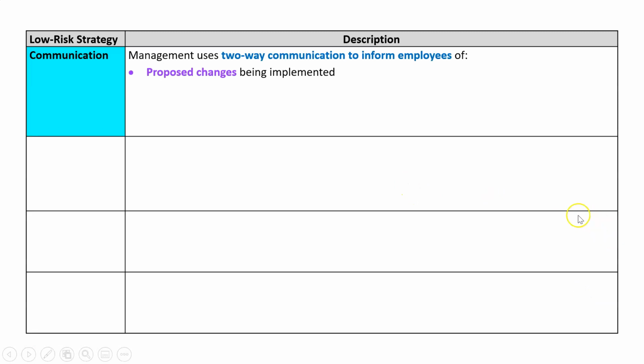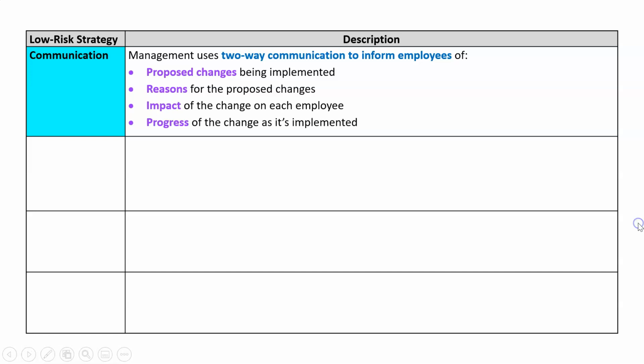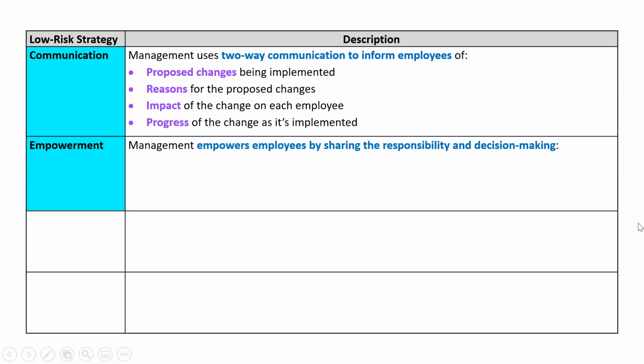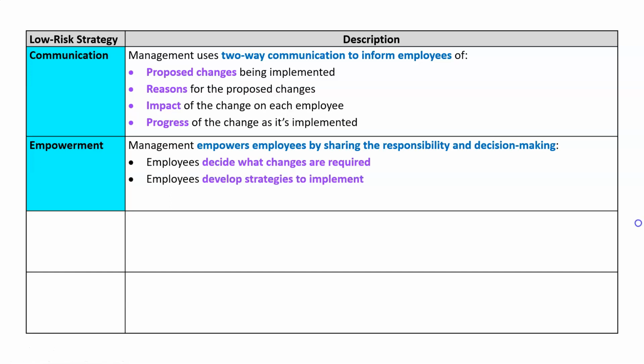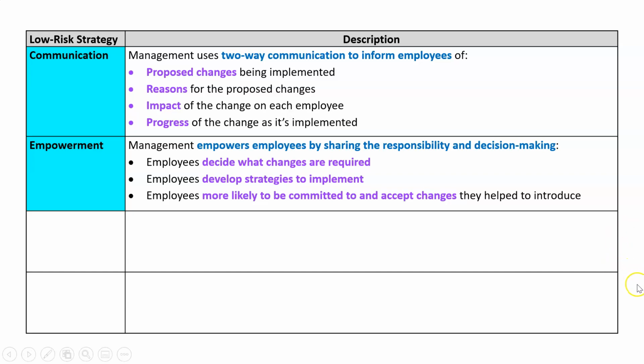So communication, use two-way communication to let people know about the change, the reasons for the change, the impact of the change, and how it's progressing. Empowerment, involve employees in the change. So get them to decide what changes are required and the strategies to implement them. And then they're going to be more likely to accept changes that they helped introduce.